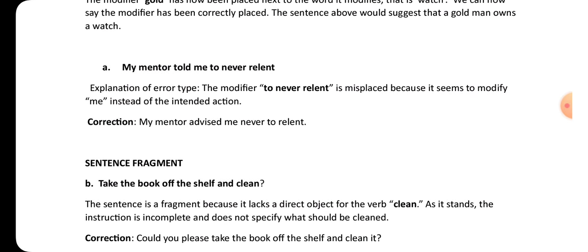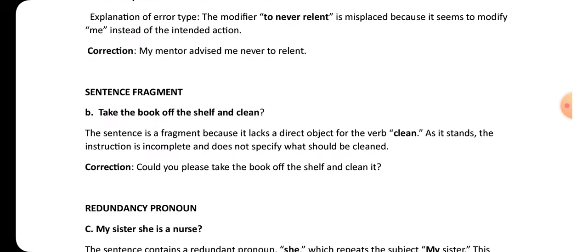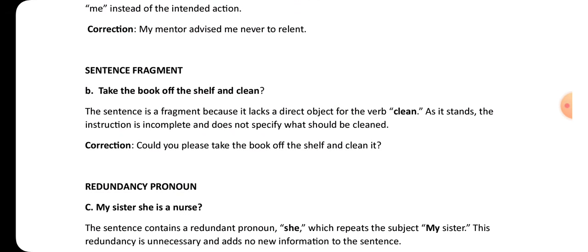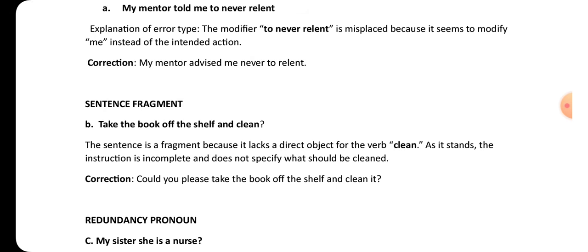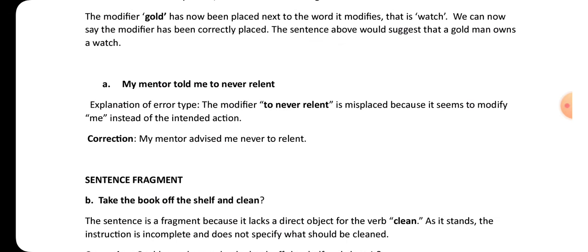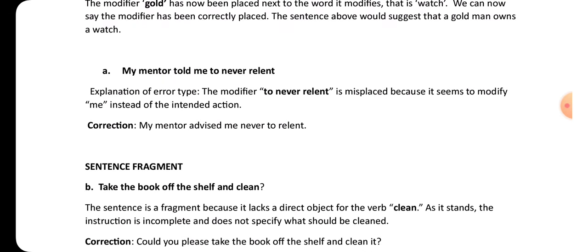So the modifier, which is what? To never relent, is misplaced, and it seems to modify me instead of what? The intended action. Do you understand it? So we can correct it by saying that my mentor advised me never to what? Relent. Or my mentor told me never to relent, instead of saying my mentor told me to never relent. It is what? A misplaced modifier.